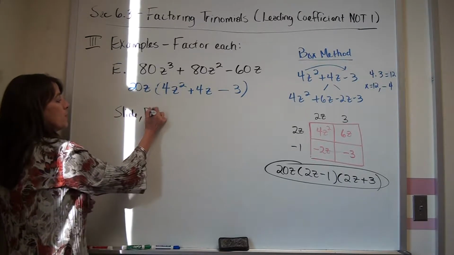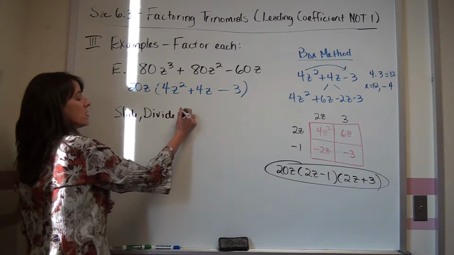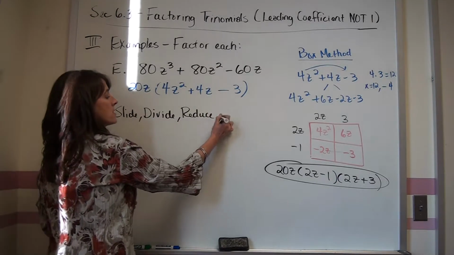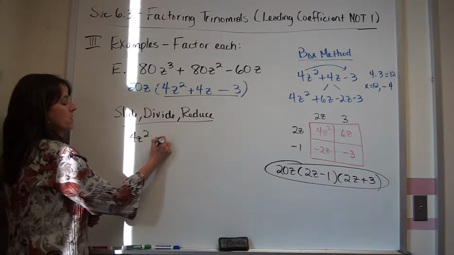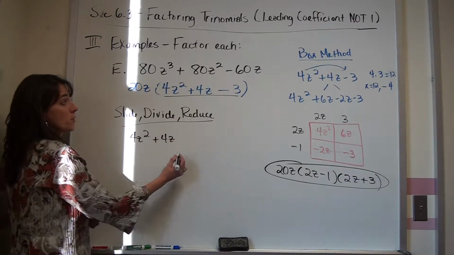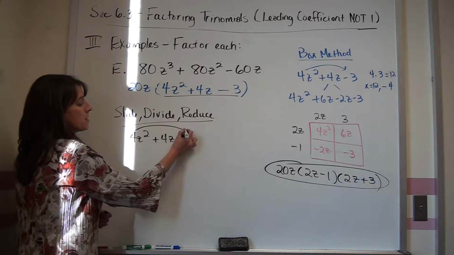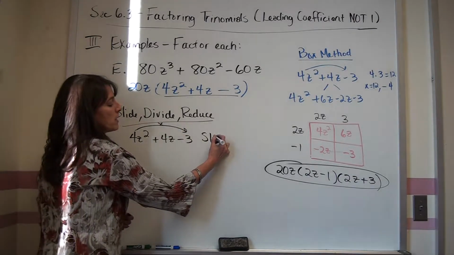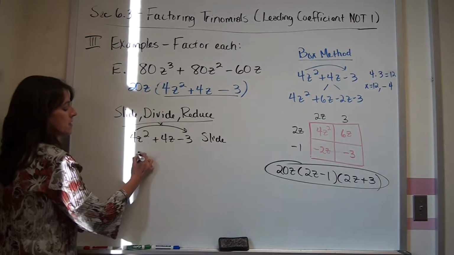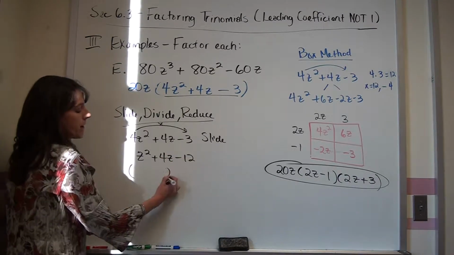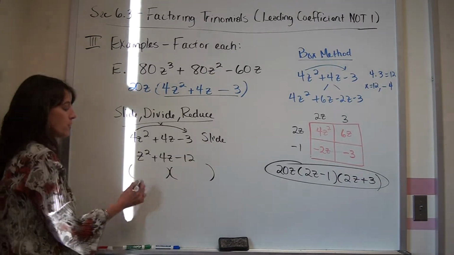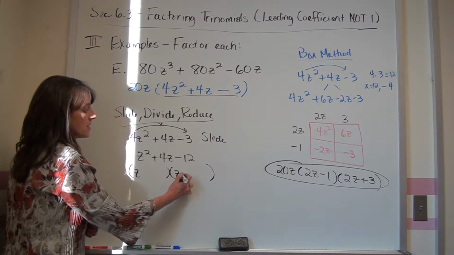And just like we said before, all it does, honestly, is take this piece and factor it out. So my 4z squared plus 4z minus 3, I'm going to slide it by multiplication. That'll give me a z squared plus 4z minus 12. That factors very easily because the front coefficient's 1, as a z and a z.